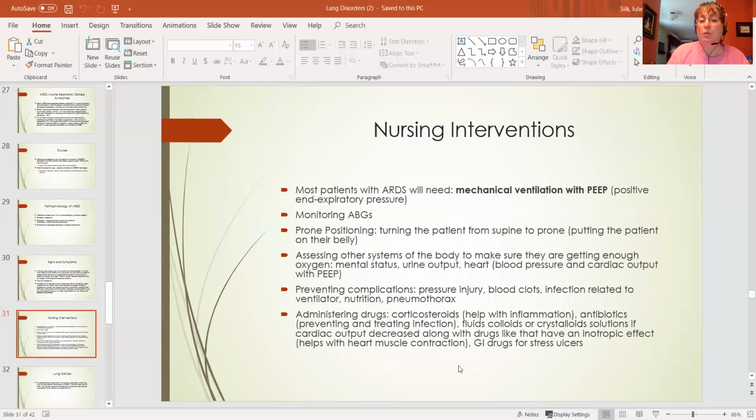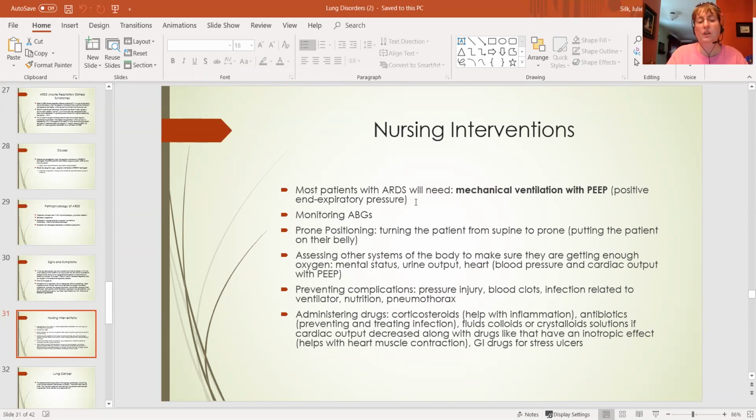All right, so what do we do for this? We immediately put them on mechanical ventilation. So like I said, my mother-in-law got intubated right away. She got put right on there. So what they do is they put you on this setting called PEEP, which is positive end expiratory pressure. And the way this is set is that it helps open up those alveoli so that you get a better gas exchange.